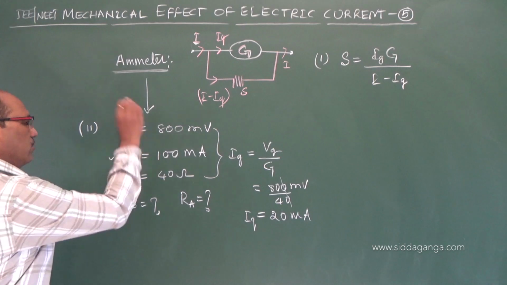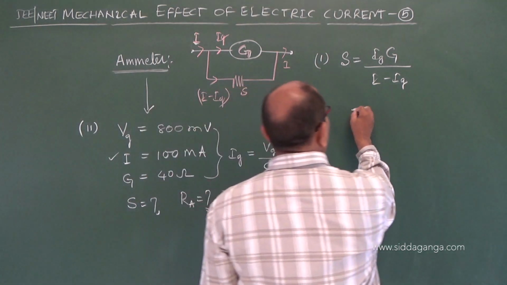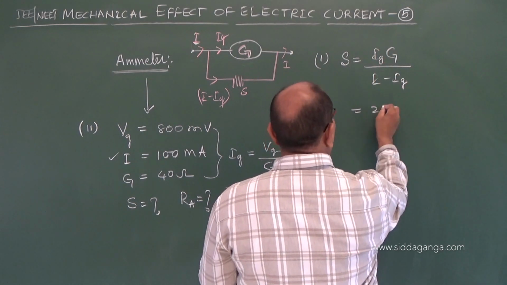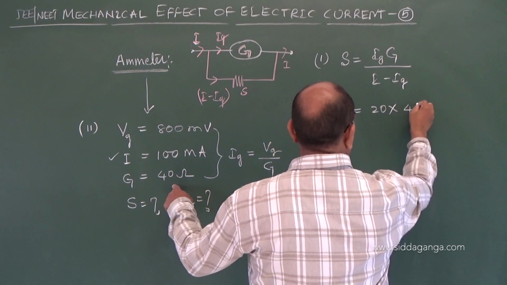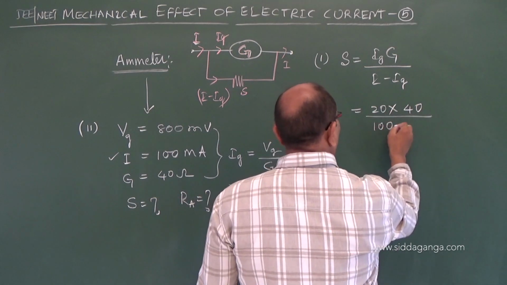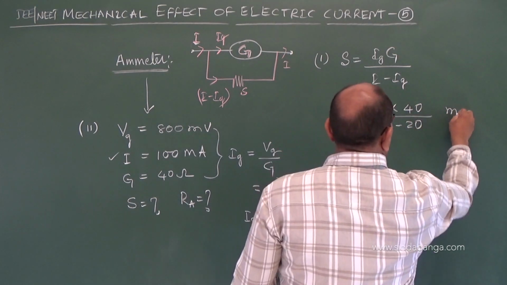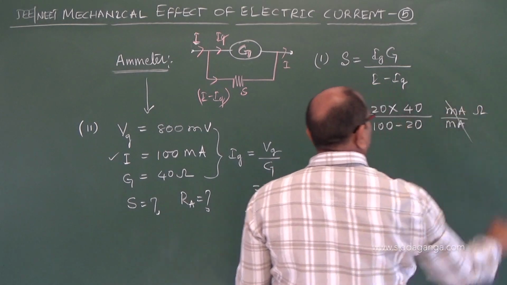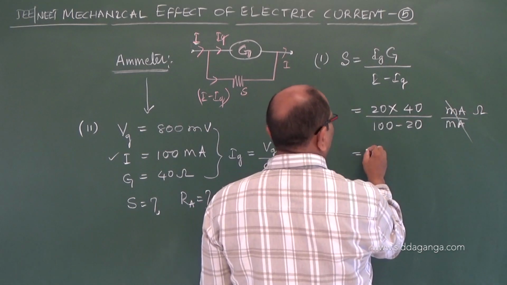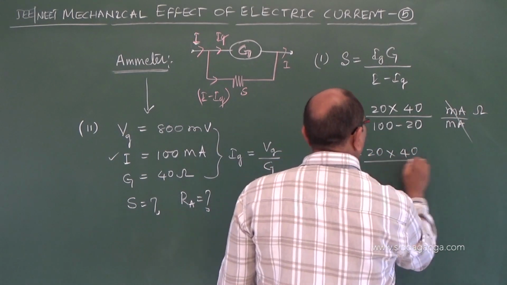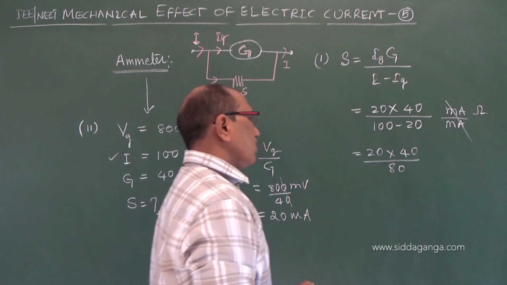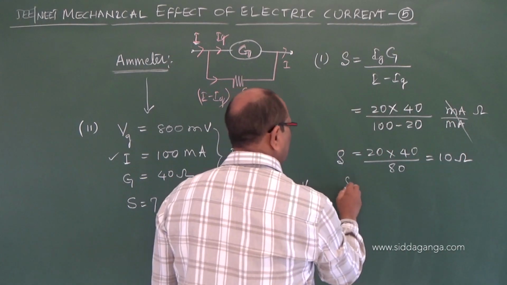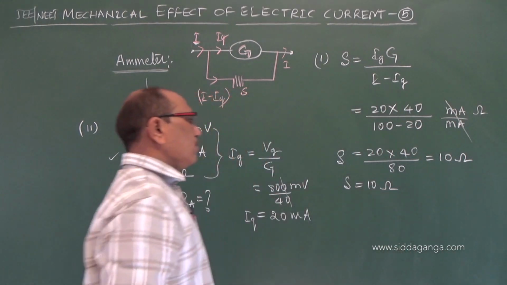So the range is 100 milliampere. Therefore, I am not converting milliampere. Here also milliampere, here also milliampere. 20 into 40 divided by 100 minus 20. Here also milliampere and milliampere, that cancelled. Into ohm, cancel these two. And what remained is 20 into 40 by 80, which becomes 10 ohm. S is equal to 10 ohm is the answer.